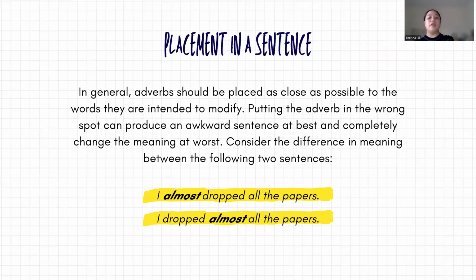I almost dropped all the papers. And the second one, I dropped almost all the papers. Do they have the same meaning? Definitely no, right? The only difference is the placement of adverbs in each sentence. I almost dropped, meaning I didn't drop it. It's just almost. But when we say I dropped almost all of the papers, now almost defines the papers, not the drop. But in the first sentence, it defines the verb drop. You see the difference?